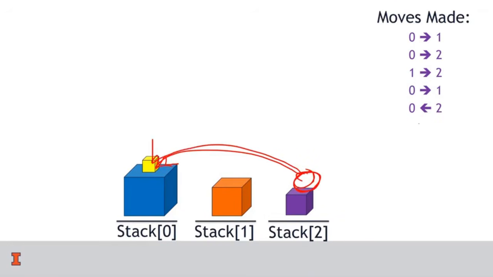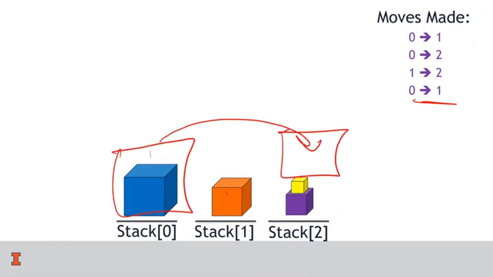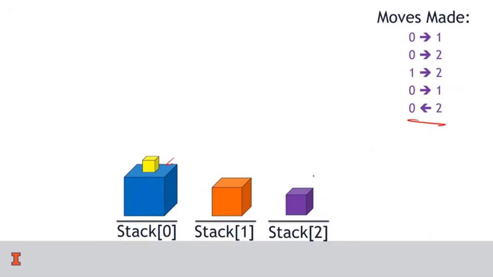So we know this is 0 to 2. But that's not what we did. We actually did 2 to 0. Because in fact, if we did 0 to 2, it would have required us to move this blue cube and put it on top of the yellow cube. So this is not a legal move. And in fact, here, we can't move 0 to 2. The only option we can do is to go from 2 to 0.